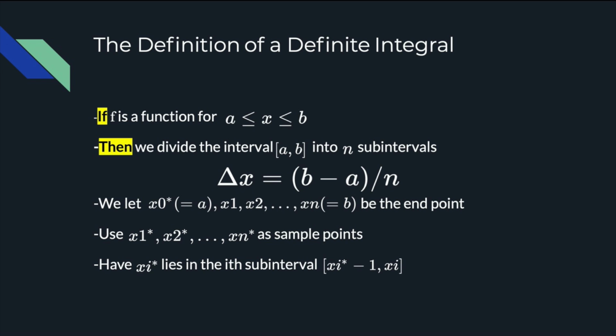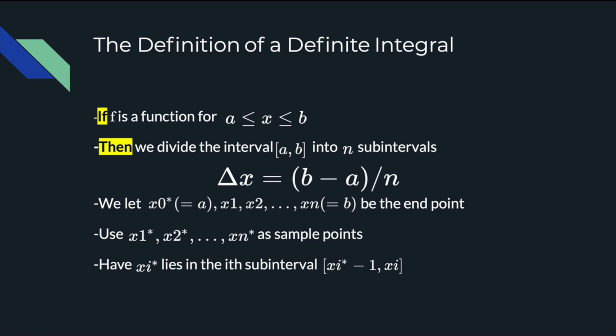We let x0, x1, x2, and all the spaces in between up until xn, which is our endpoint for these subintervals. Then we plug these subintervals back into our equation to find the heights. And then after we find our heights, we take our heights, multiply them by our widths, and then we're able to find our area.